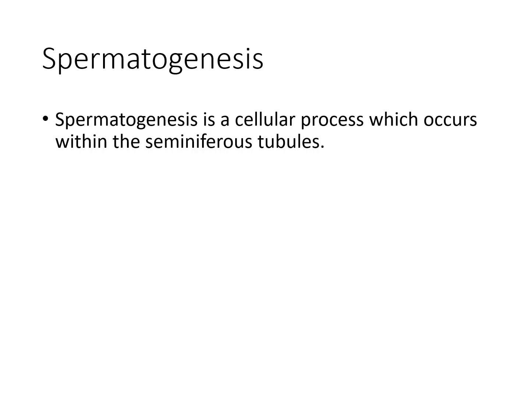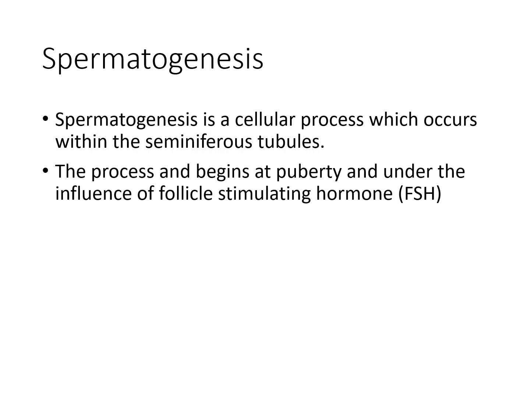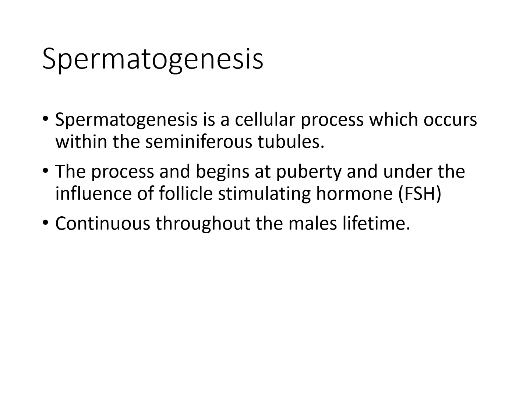So spermatogenesis is a process which takes place within the seminiferous tubules here. It begins at puberty under the influence of follicle-stimulating hormone, again, one of the hormones that's released from the anterior pituitary gland. And unlike females, spermatogenesis is a continual process. So again, from puberty until the death of the individual.